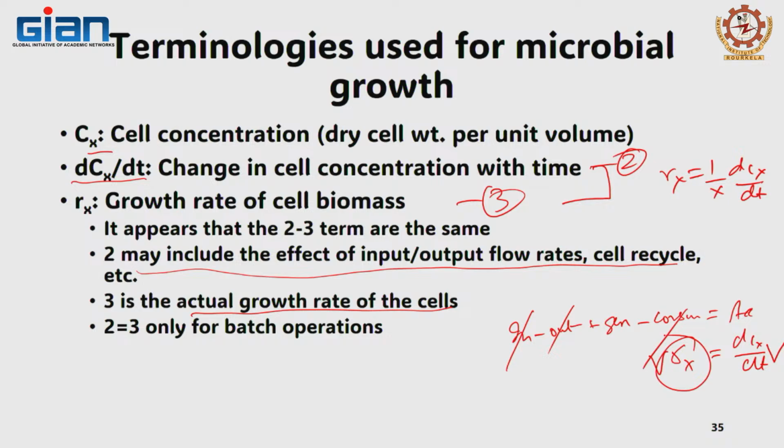3, which is your R x, is your actual growth rate of the cell. 2 is only equal to 3 for the batch operations.